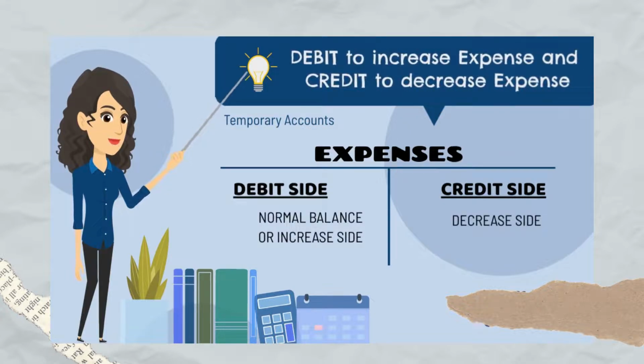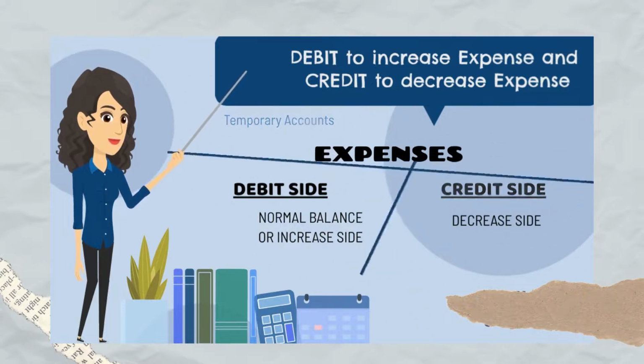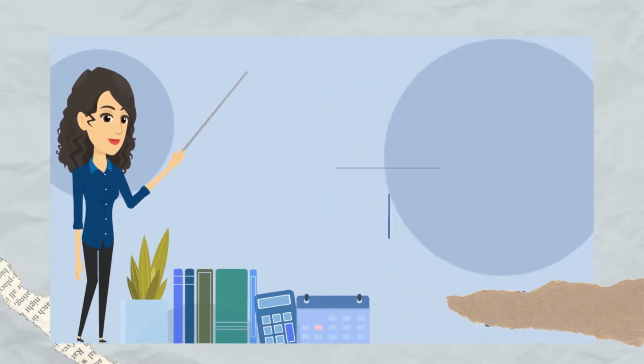To summarize, income and expenses are factors that affect owner's equity. Income increases owner's equity while expenses decrease owner's equity. Owner's equity is increased by a credit to income and is decreased by a debit to expense.